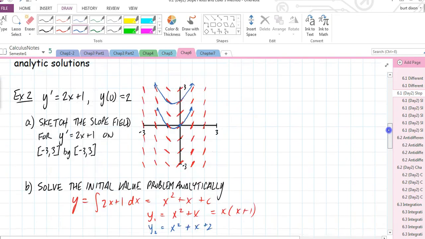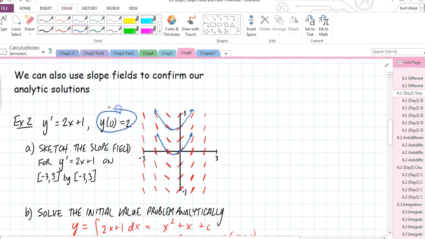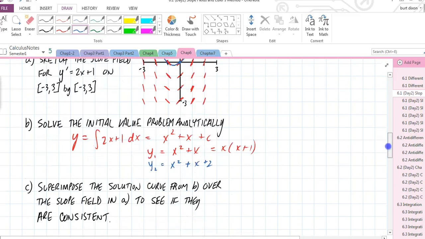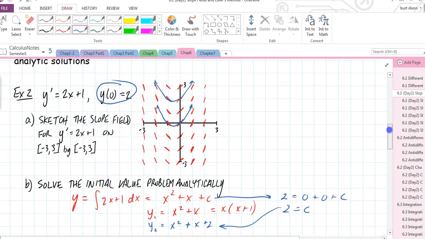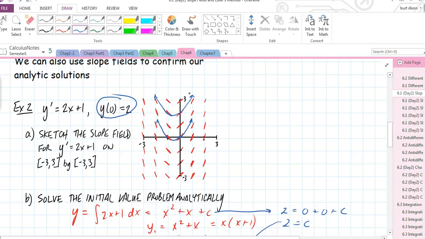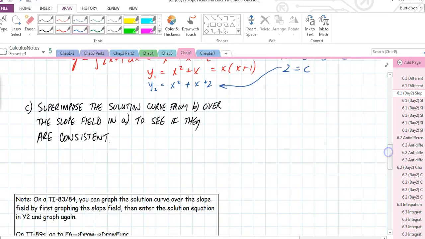I do have an initial value for this problem. It is y of 0 equals 2, and so coming back to this equation, if I plug in 2 for y and 0 for x, I do get c equals 2, which is the last one that I just graphed. So the upper parabola is the one that is the solution. Okay, now we're going to see how this looks on the calculator.